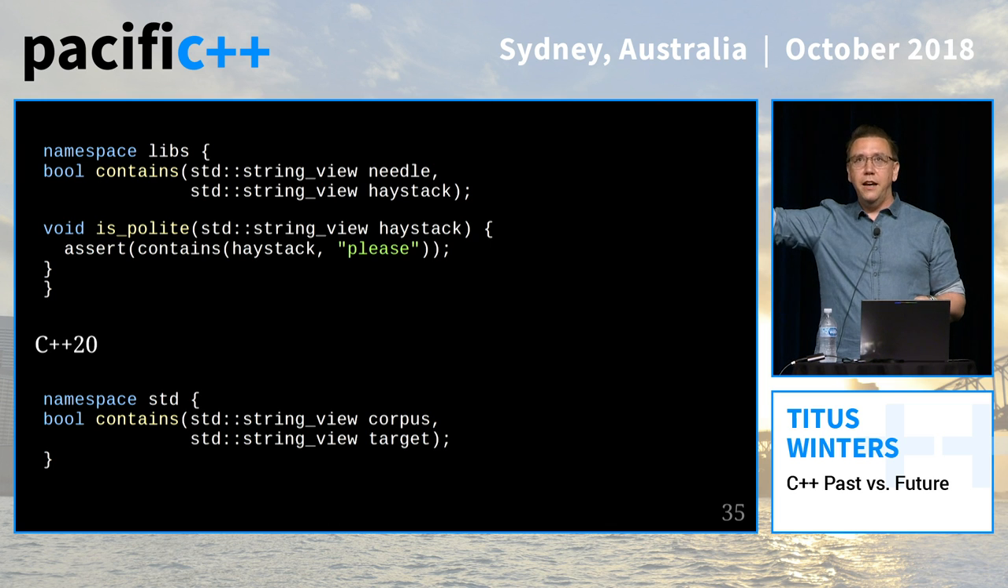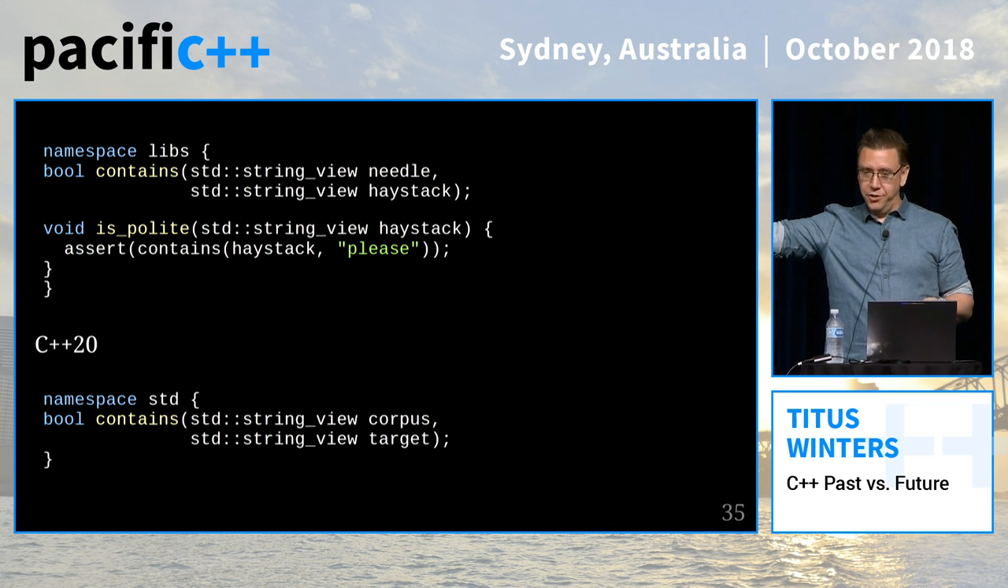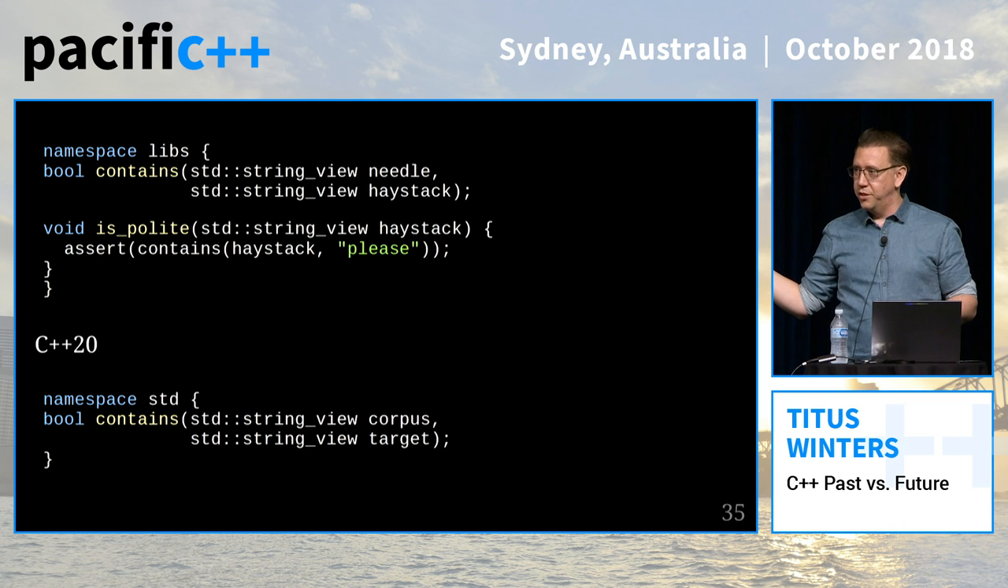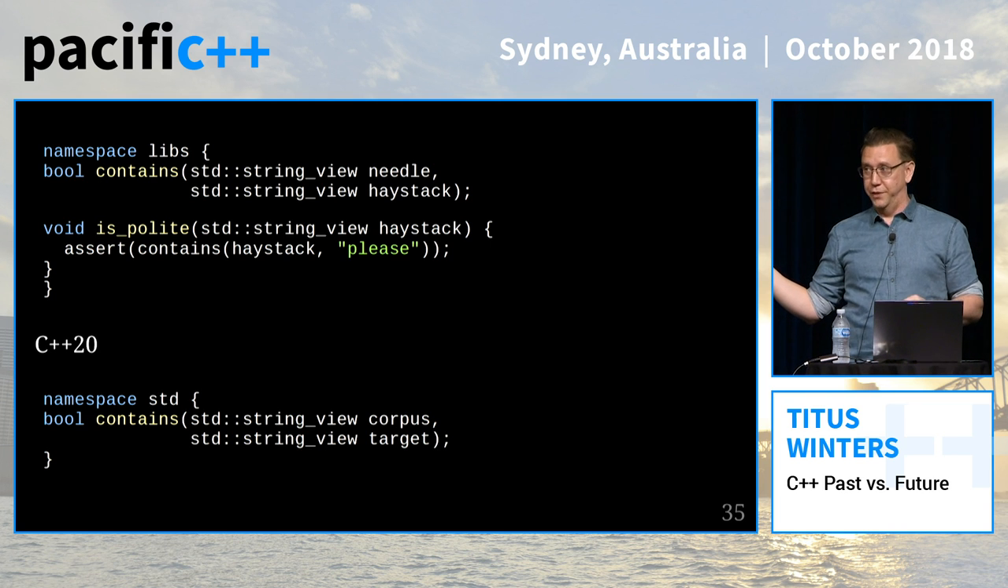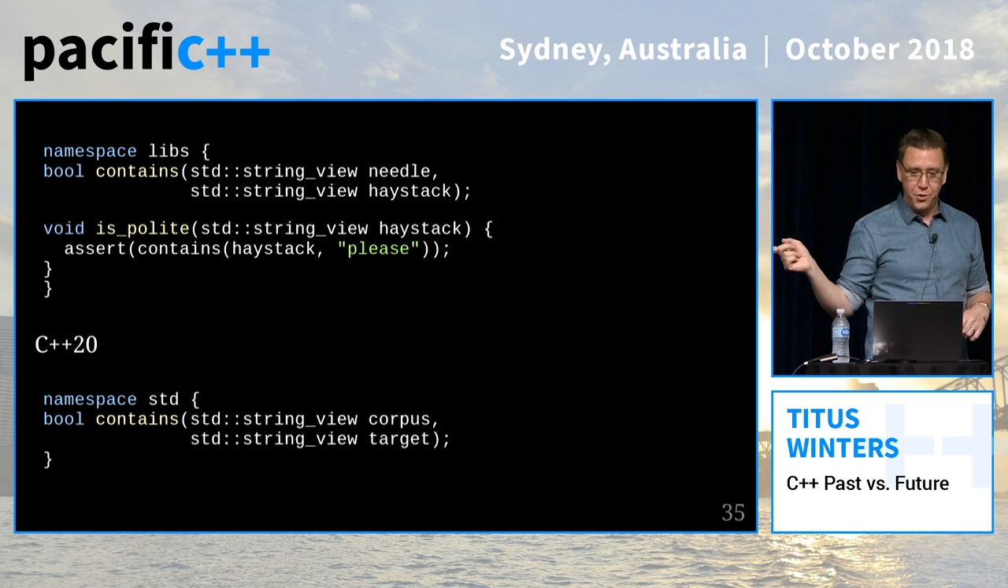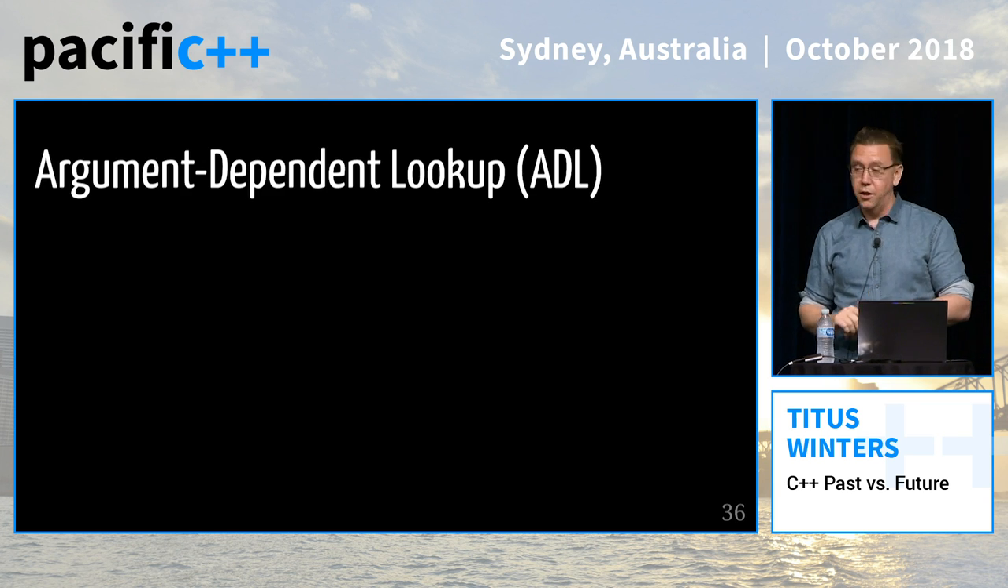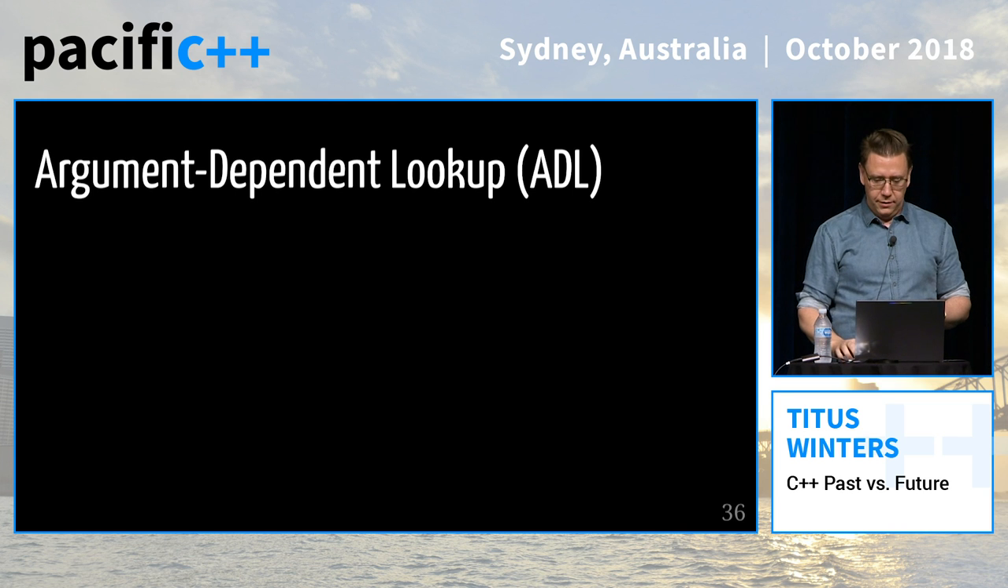Right? Note the implied order of arguments between these two function signatures. Right? I have swapped those two. Right? If my version in the standard library is a better match than yours, you are in for a world of hurt, my friend. Right? This is going to be hard to track. Right? ADL is short for argument-dependent lookup, and it is wild.